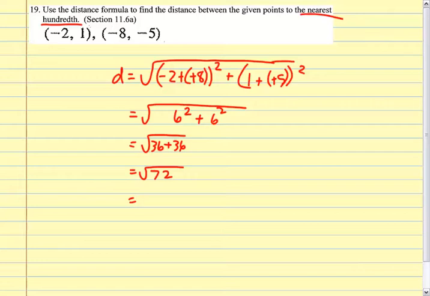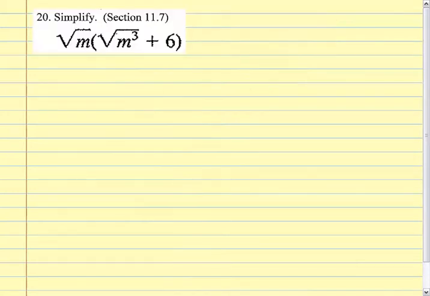So on my calculator, square root 72, 8.49. We got to round that 8 up. Okay? The distance is equal to 8.49 between those 2 points, 8.49 units. All right, let's look at the next one.